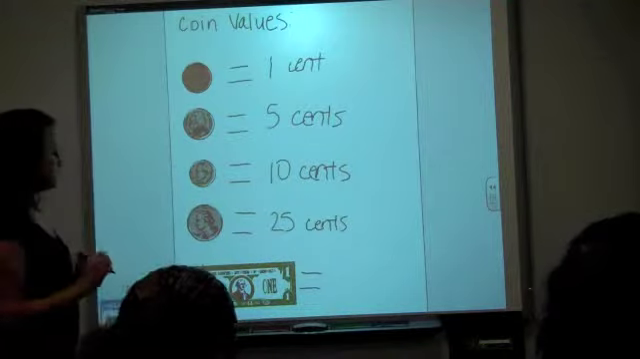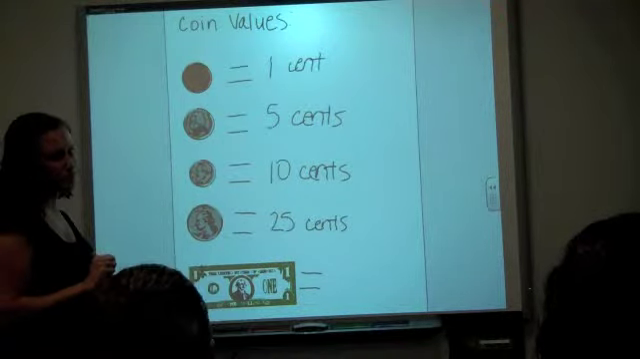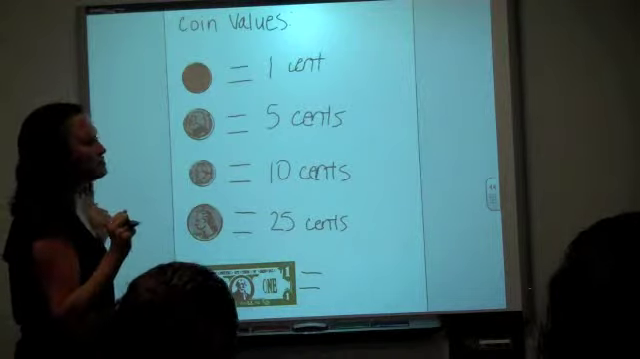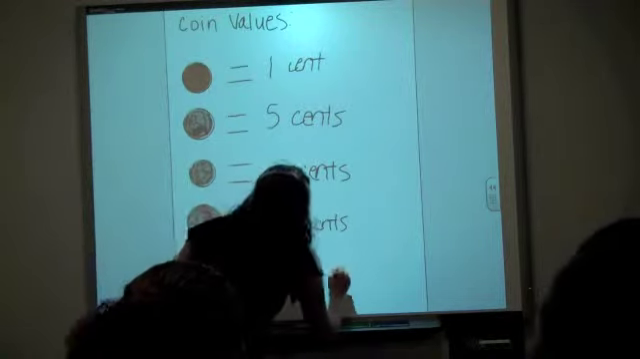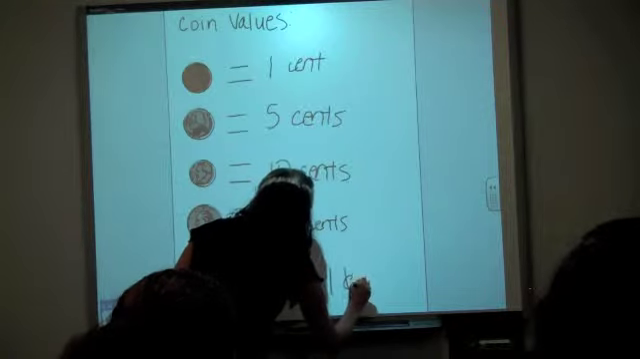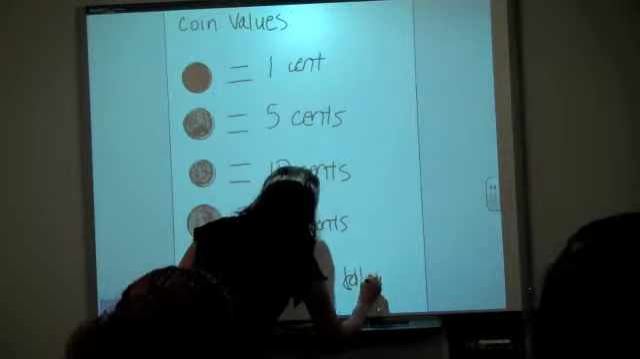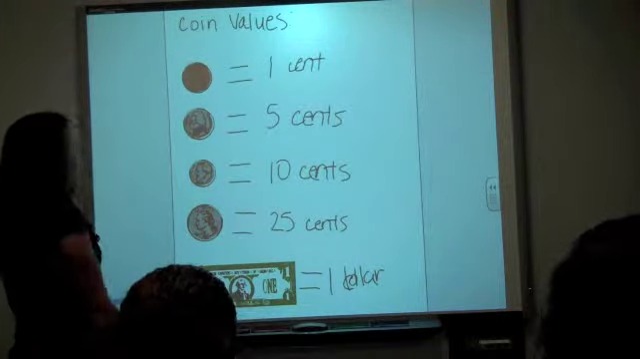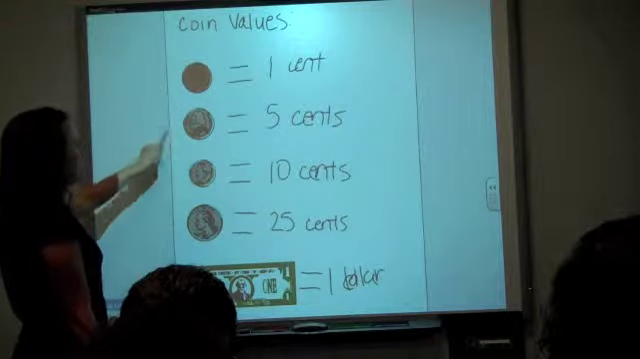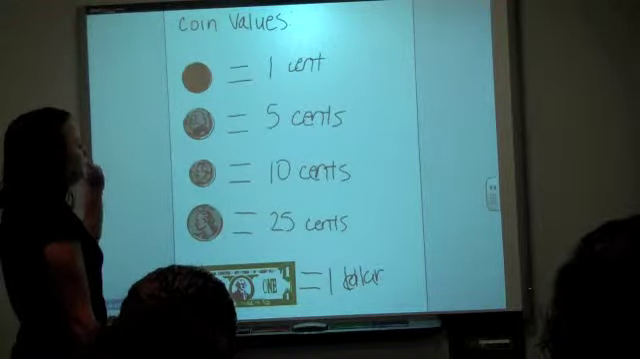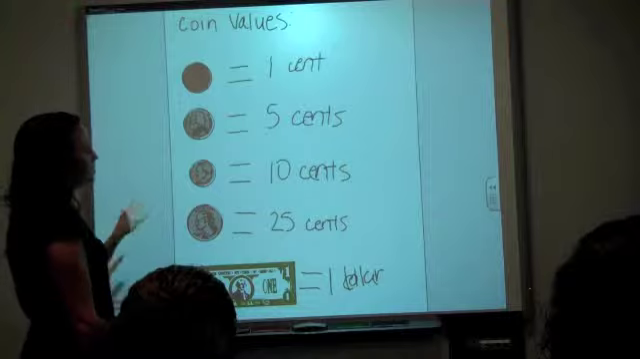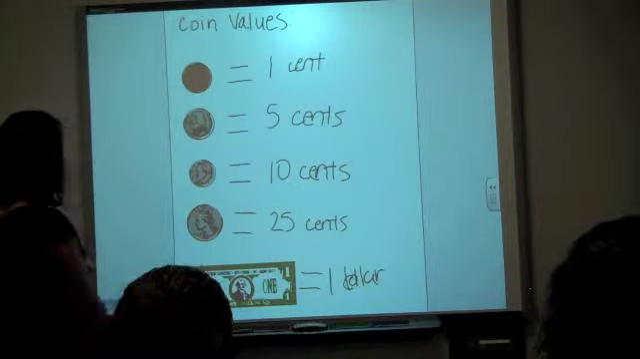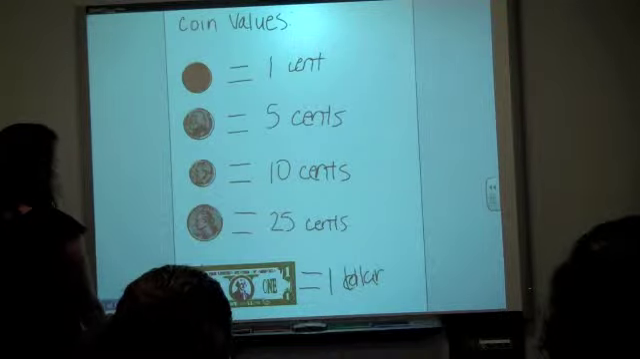Okay, and the last one here? A dollar. It's a tough one. I know. $1. And how much is a dollar worth? $1. $1. Okay, good job. Okay, so since we've defined all of those, let's remember a penny is worth 1, a nickel is worth 5, the dime is worth 10, and the quarter is worth 25 cents. And then we have our dollar bill, which is just $1. Okay, so let's get started.